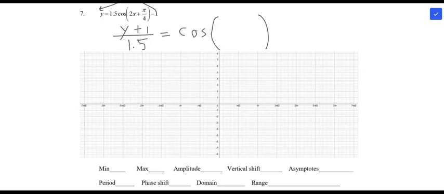So let's see here. 2x plus pi over 4 divided by 1. And I want that to be 1x. So I'm going to multiply by 1/2. I promise you they're not all 1/2. We've just been using 1/2 for some very nice examples. So 1x plus pi over 8. Ooh, getting a little ugly there.